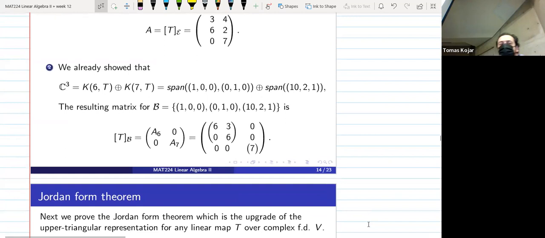And you get this, I mean, this you just do by hand: the first column is T of 100, the second column is T of 010, and the third column is T of 1021. Okay? So if you do that, you get your almost Jordan form. On Friday, this will be a 1. Okay? Difference. And yeah, so this is the block matrix.